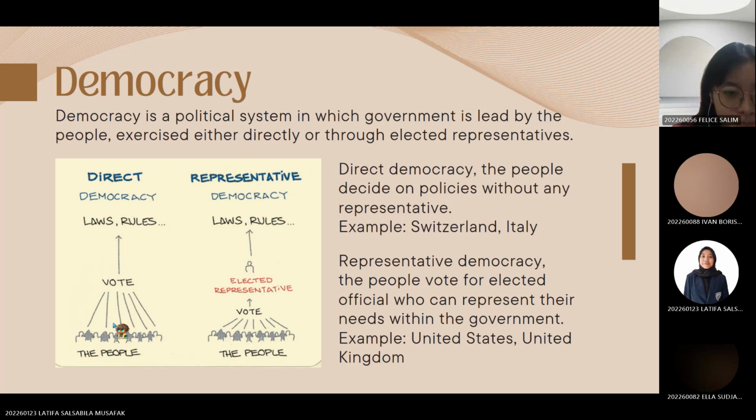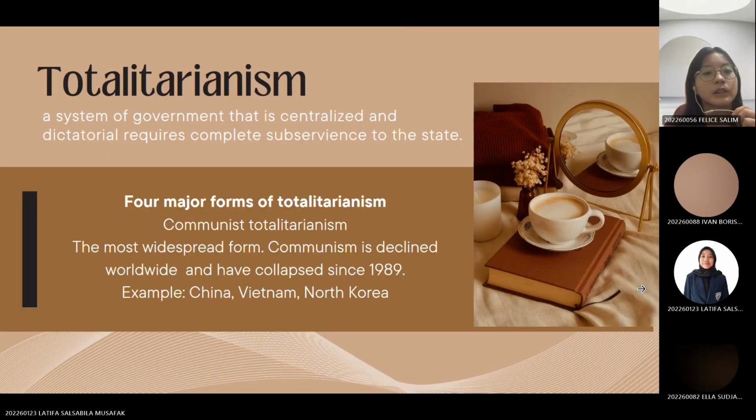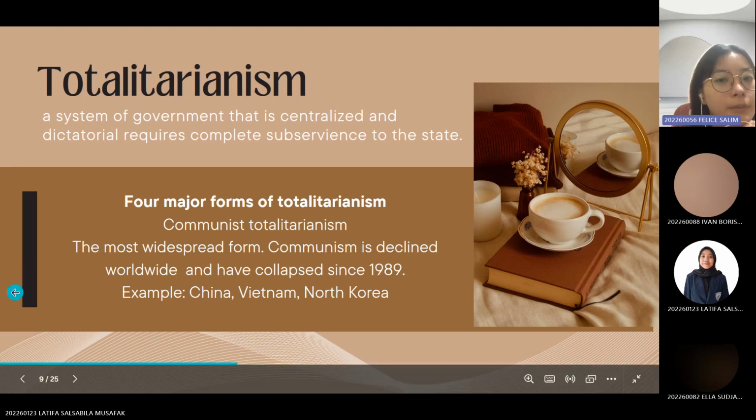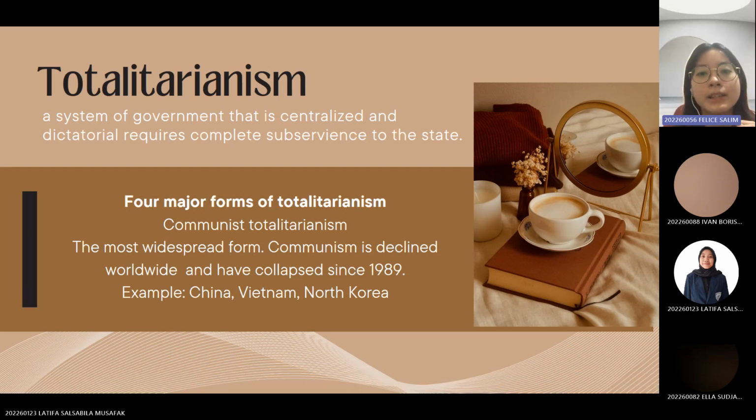Next slide. Okay, for totalitarianism, it's a system of government that is centralized and dictatorial, requiring complete subservience to the state. It's the ideology of absolute power.